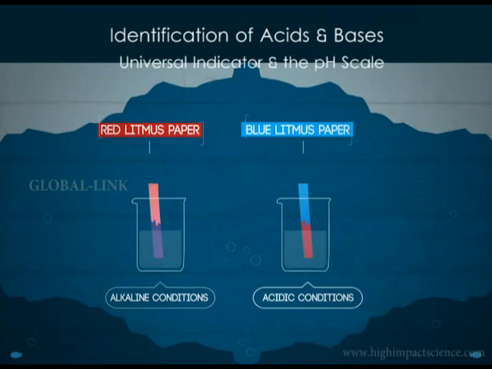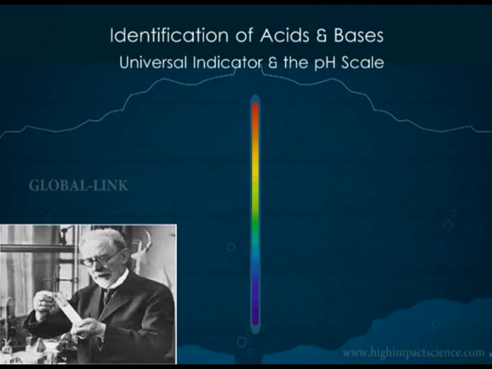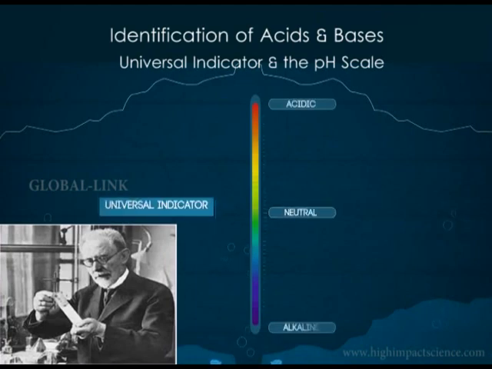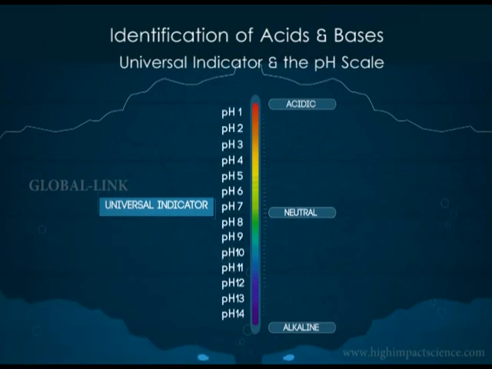In 1909, a Dutch biochemist, Peter Sorensen, introduced a scale to measure the acid and basic strengths. The pH of acidic solutions is less than 7. The pH of alkaline solutions is greater than 7. That of neutral solutions is 7.